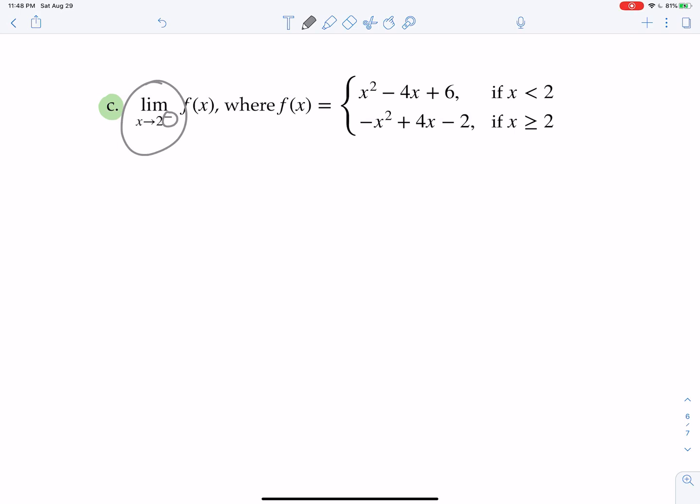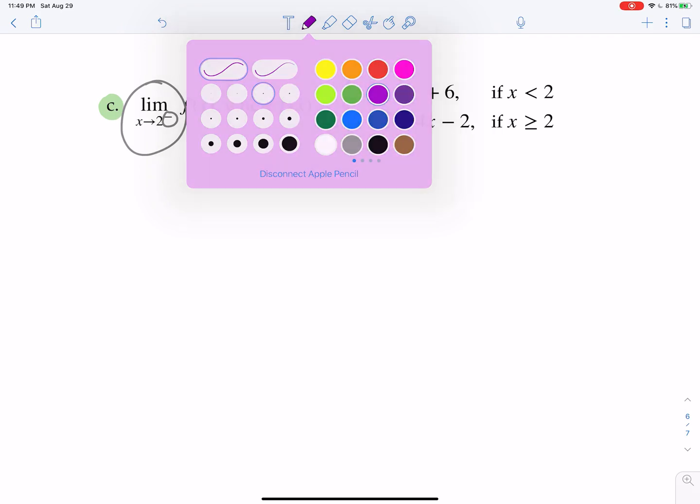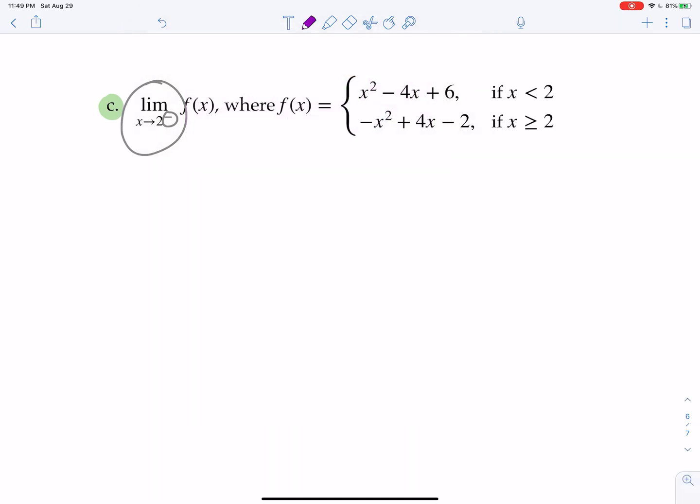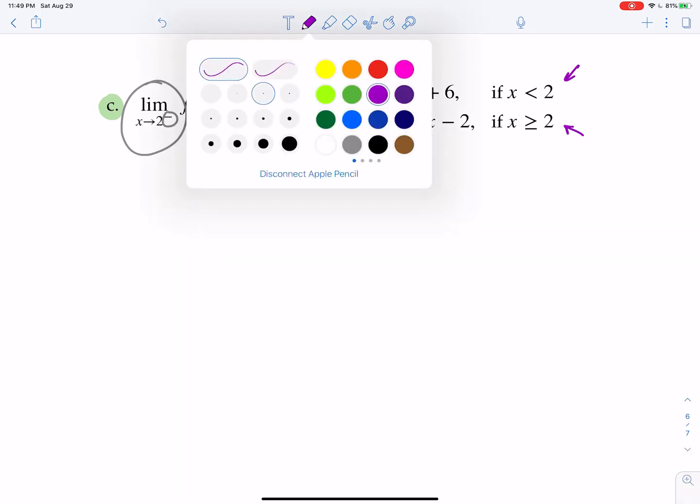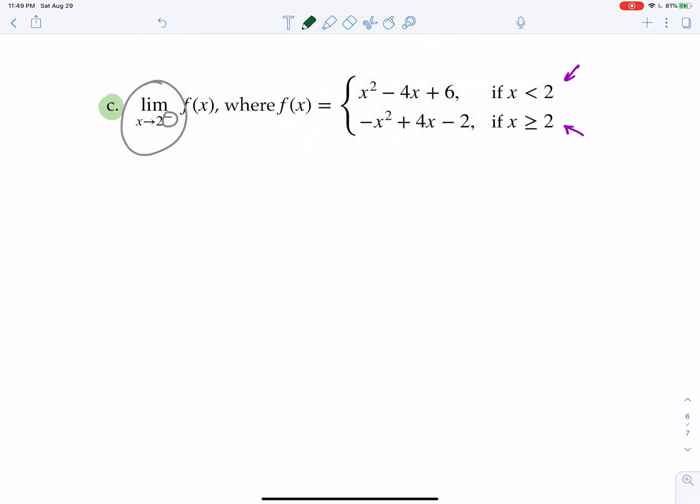If I am looking for the left-hand limit as x approaches positive 2, where would I plug 2 in? Would it be the top line, the bottom line? Would it be both? And how do you know? Well, in this particular setting or situation, think of the number 2 on a number line.